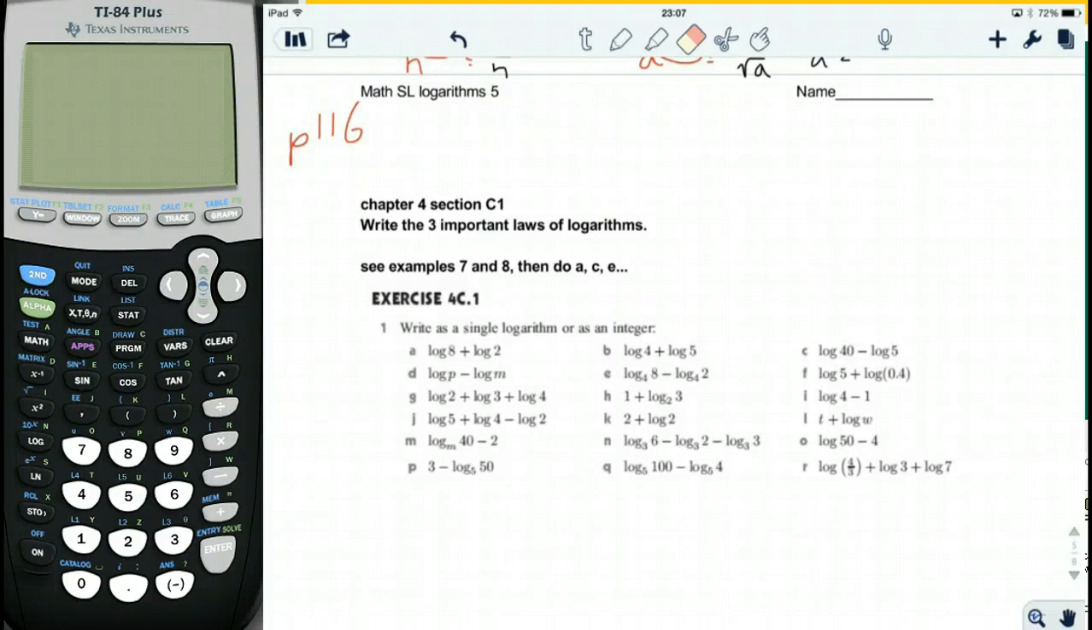Okay, we're going to talk about page 5 and 6. The reading is page 116. We're going to write the three important laws of logarithms. Two of them we've seen in the investigation.